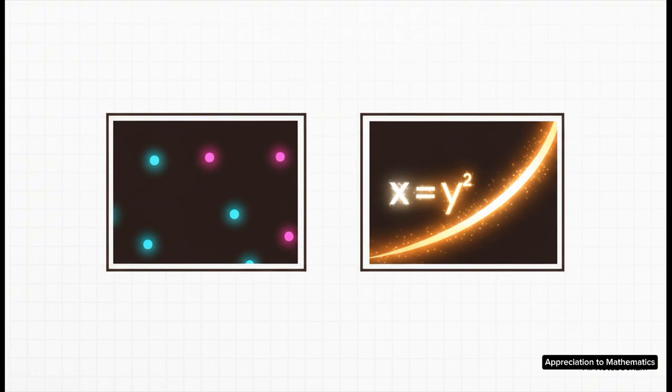Now, just listing points is fine if you only have a few. But what if a relationship has an infinite number of connections? That's where equations become incredibly powerful. An equation, like x equals y squared, isn't just describing a handful of points.